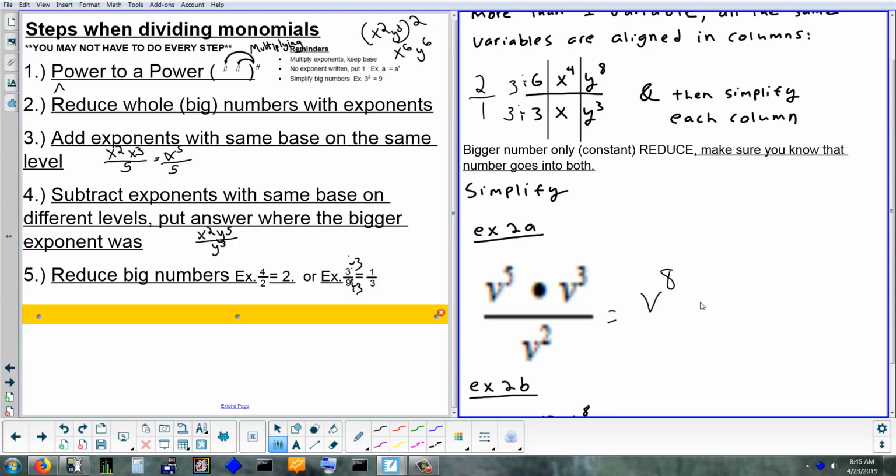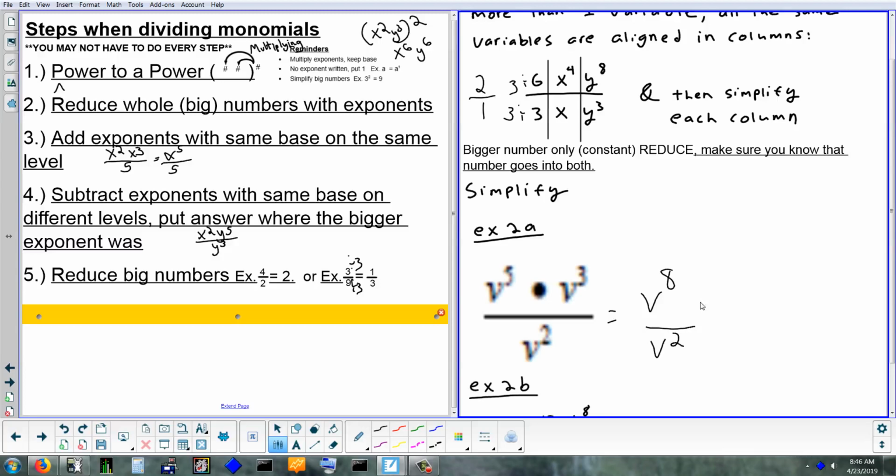I had a base that was the same, V, on the top, and I just added the numbers. Every time I do a step, I may not do something to the top. I may not do something on both levels. So I want to make sure I just bring over whatever I didn't use. In this case, we had exponents with the same base on the same level.